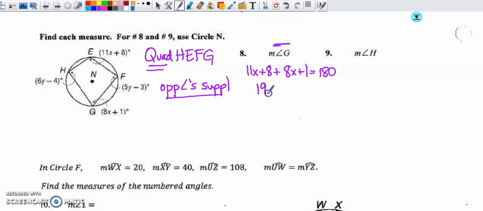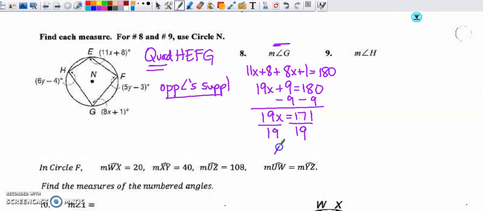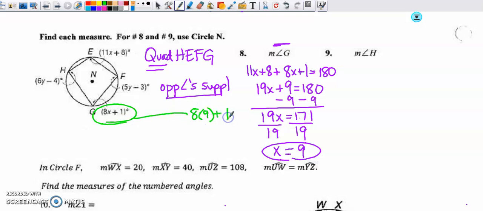That would be 19x plus 9 is 180. We're going to subtract 9. 19x is 171. Divide by 19. And x is 9. So once we know x is 9, we're going to substitute it back in. 8 times 9 plus 1. So the measure of angle G is 73.